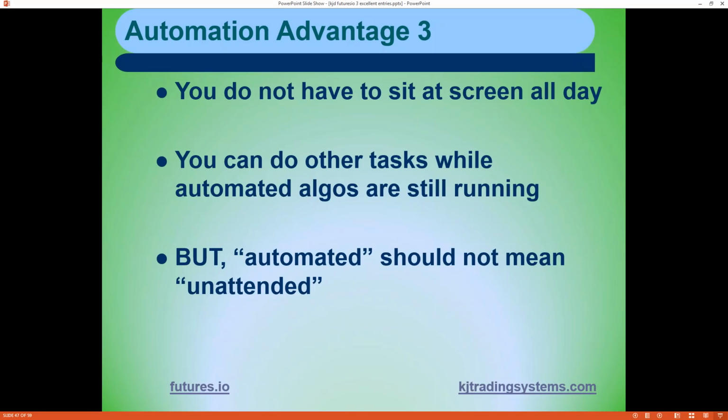When you run automated systems, you can still do other tasks. So if the markets were open right now, they're not, I'd have strategies running, and if something really disastrous happened and things got out of sync, I'd be able to make an adjustment, but I'm doing other things at the same time I'm running trades. So that's kind of cool. You just got to remember, automated isn't unattended. They're two different things.